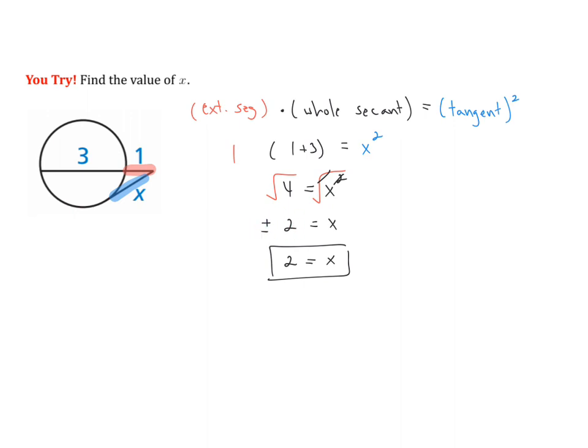Now, I didn't stress this necessarily, but just keep in mind that when we do square root a number, it technically gives us a positive and negative value of our answer. But because x represents distance or a length, it cannot be negative. And so our very final answer is a positive 2.